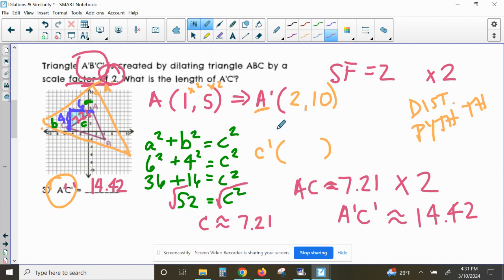Now remember, you could have done this. Remember, see, I could have gotten this C. This C was negative 5, 1.